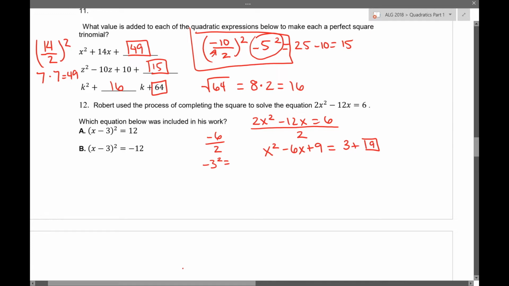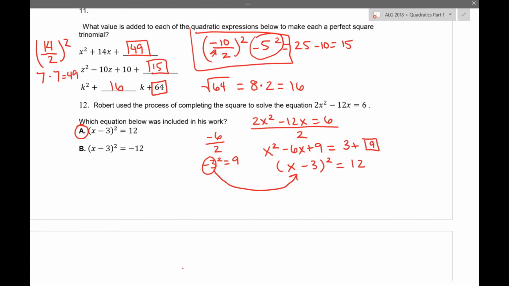Now I put my parentheses, x, and all I'm doing is putting this number here, x minus 3 squared, and 3 plus 9 is 12. So this answer is A. Okay. We'll move on to question number 13.